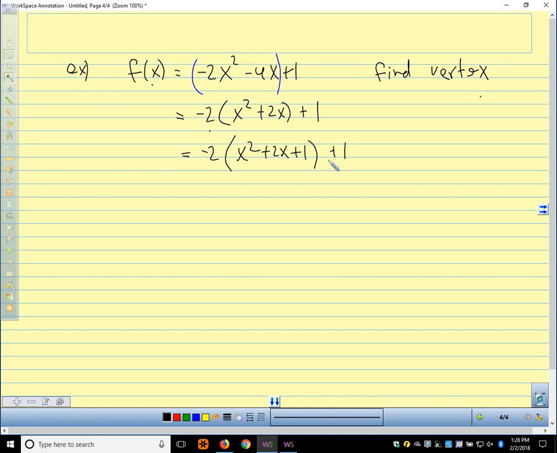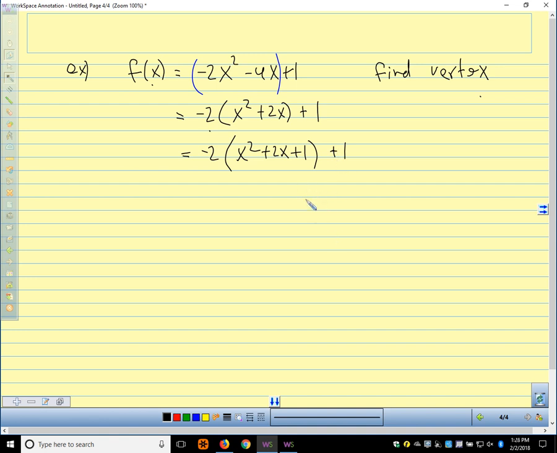But hold up. Why are you dividing by 2? That's how we complete the square. You divide this by 2, then you square it, and you add whatever you get.